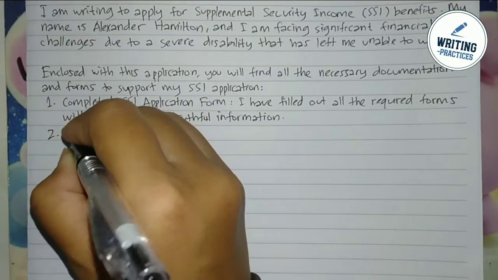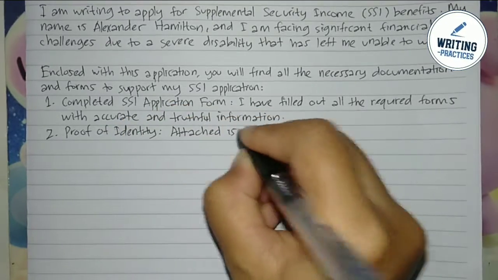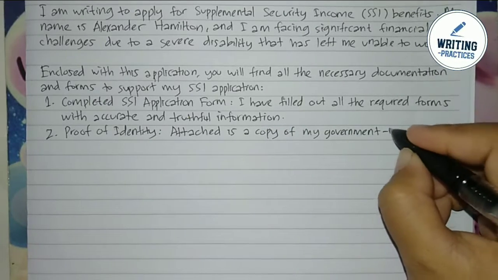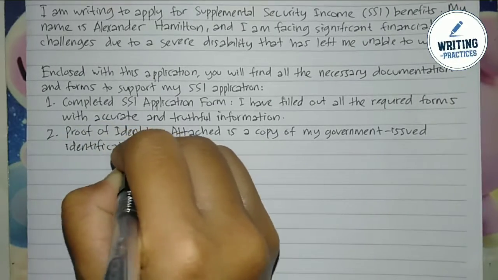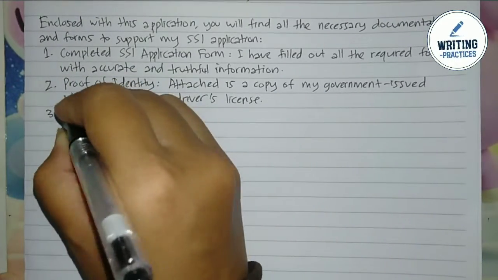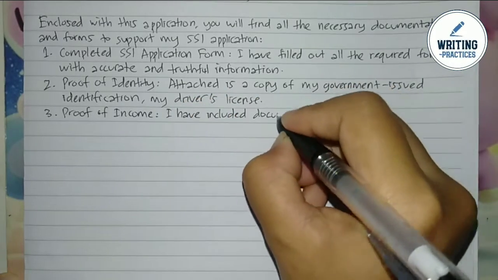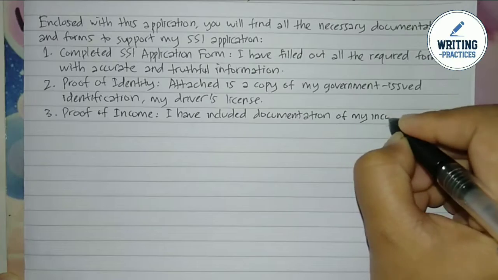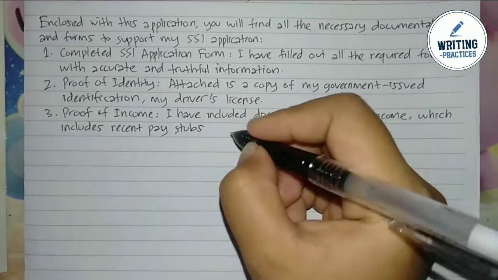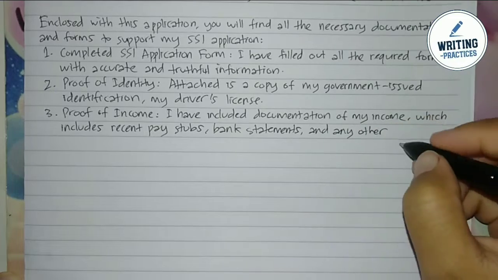The second document is proof of identity. Explain that you've provided a copy of your government-issued identification, such as driver's license, as proof of identity. Here is the example. 2. Proof of identity. Attached is a copy of my government-issued identification, my driver's license. For the third document, it is proof of income. State that you've included documentation of your income, such as recent pay stubs, bank statements, and other relevant documents. And here is the example. 3. Proof of income. I have included documentation of my income, which includes recent pay stubs, bank statements, and any other relevant documents.